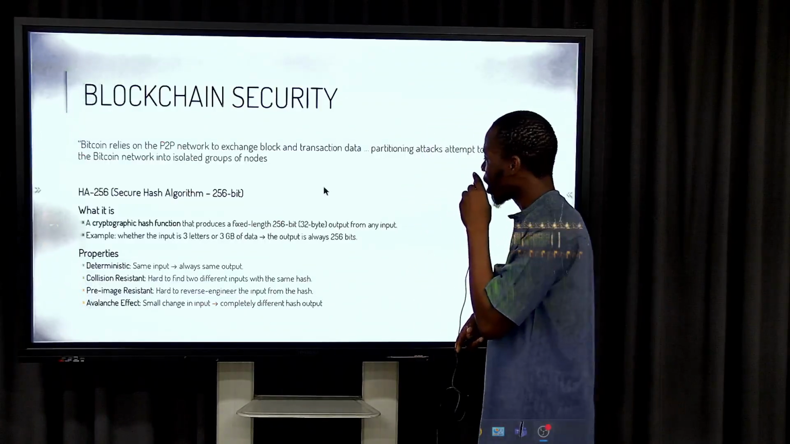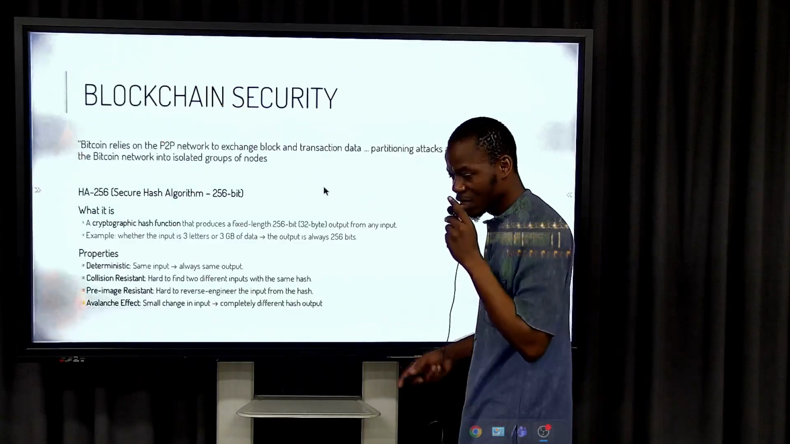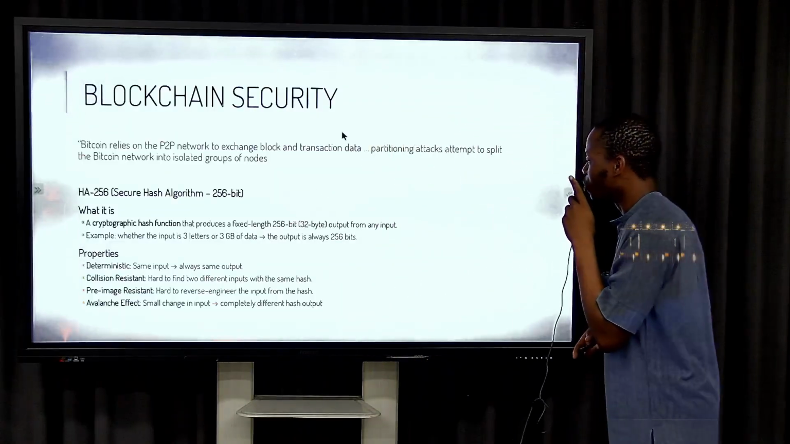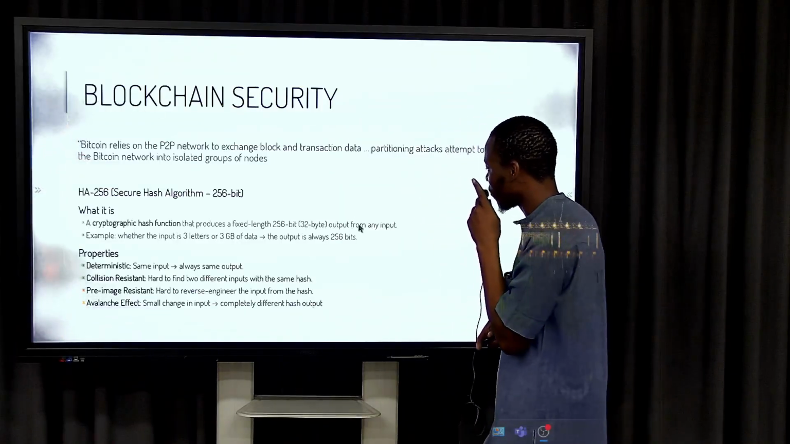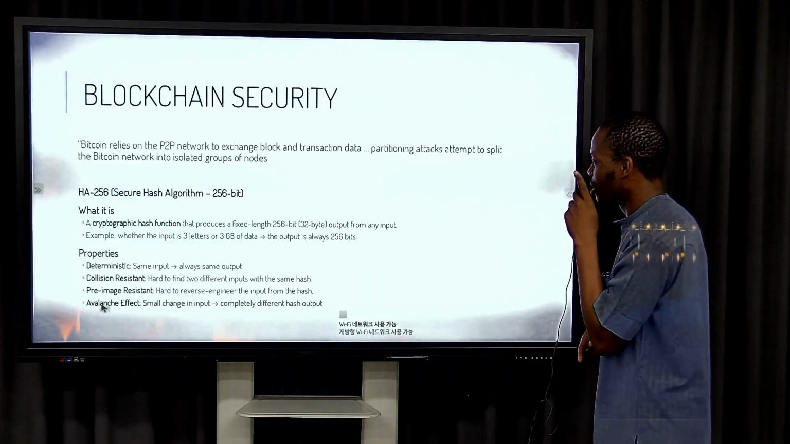Collision resistant: it's hard to find two different inputs with the same hash. That is, if I use an input A and an input B at a particular time, there's a difference for us. It's quite hard to find two different inputs with the same hash. That means it cannot be attacked.